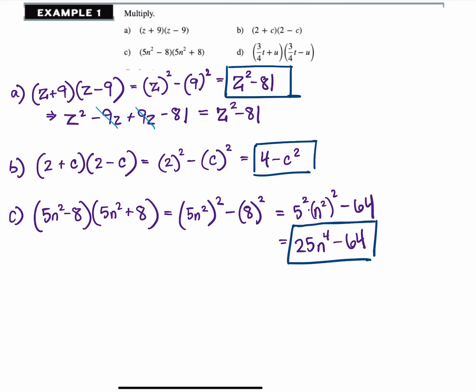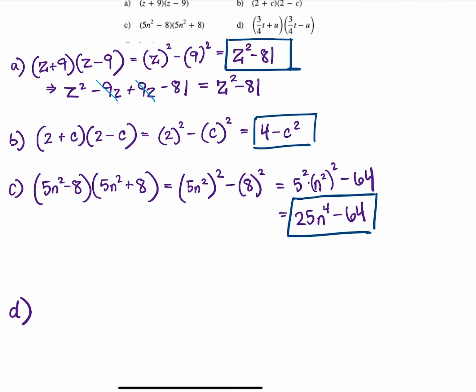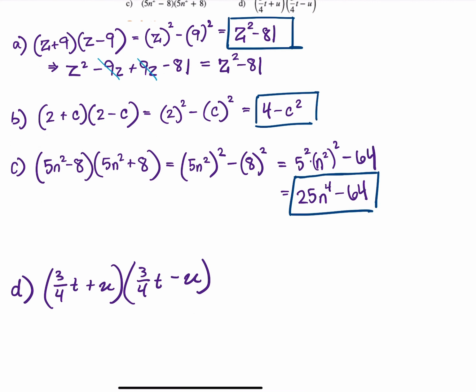All right, let's look at part D. Now we have 3 over 4 times t plus u times 3 over 4 t minus u. So we have a fraction, but the same rules will apply. We'll just take our first term, maybe in some parentheses, 3 over 4 t, that will be squared. And then we will subtract our second term, which is u squared.